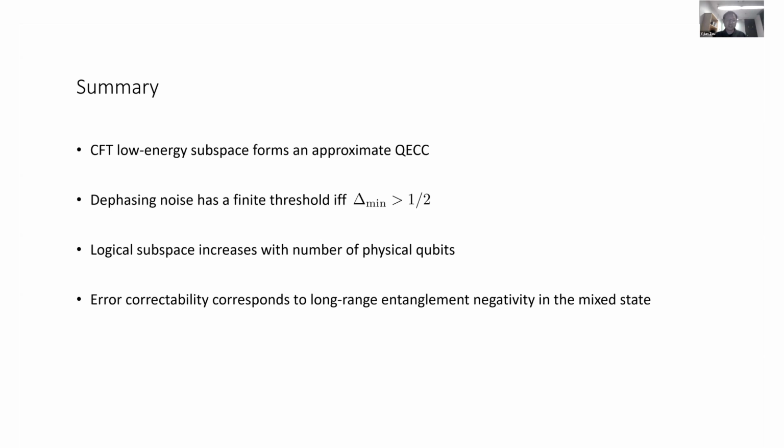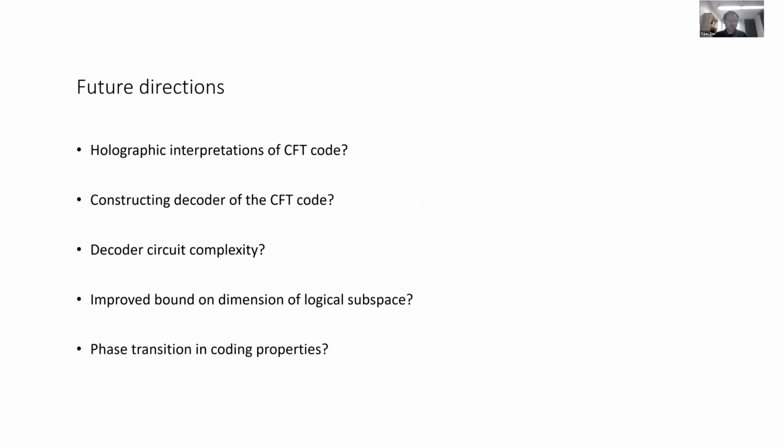And finally, we have shown that error correctability has some relation with the long-range quantum entanglement in the resulting mixed state. So there are a few future directions that can relate to holography and constructing the decoder, and how complex the decoder could be, and finally, can there be an improved bound on the logical subspace? In fact, we don't really expect log L to be the best one. We could have, for example, just 1 log. But that requires further study. Okay, so that's all.